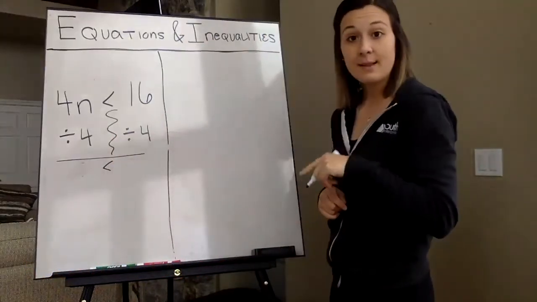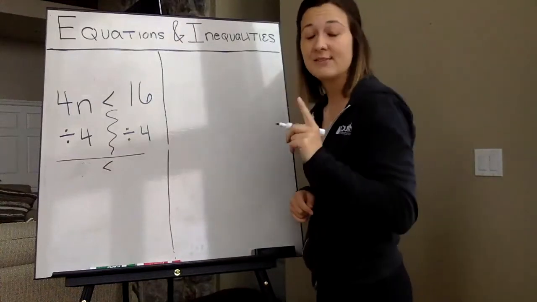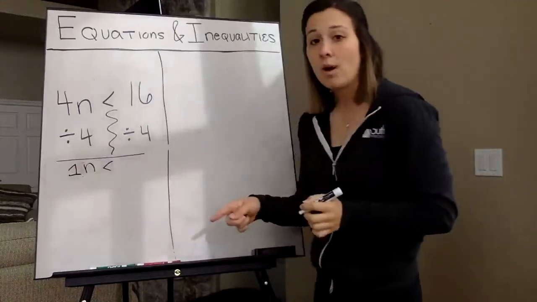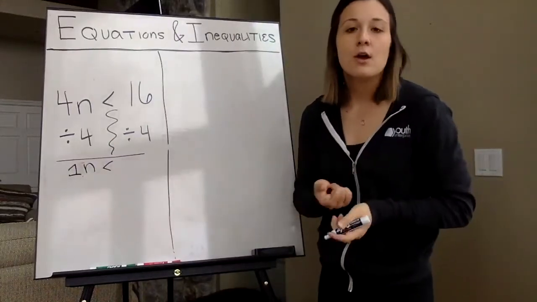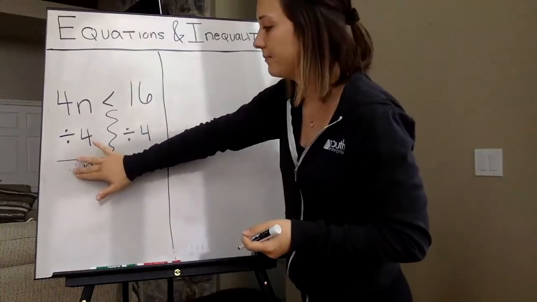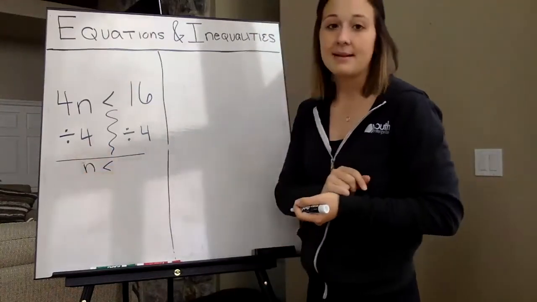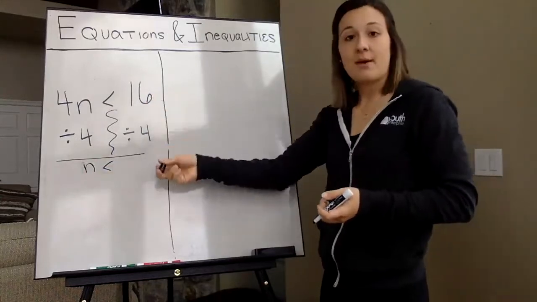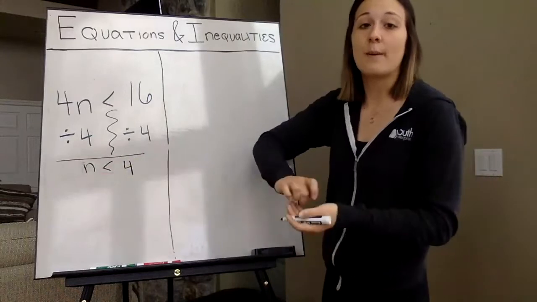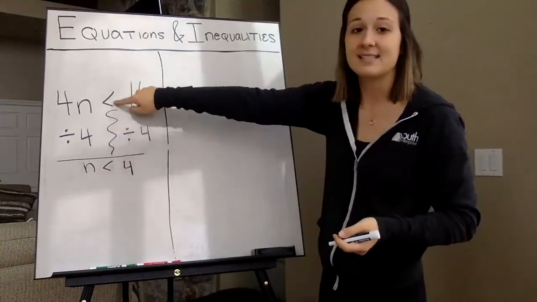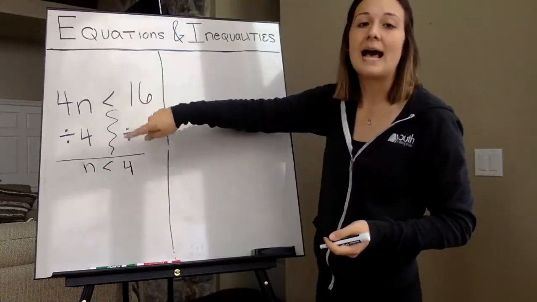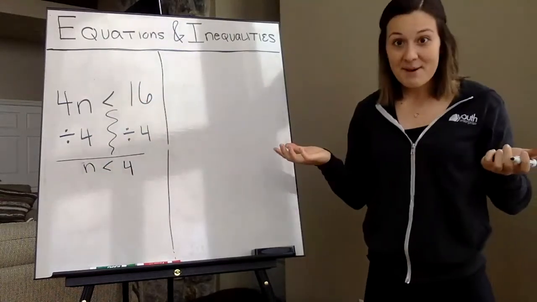4 divided by 4 gives me once, leaves me with 1 n. Now remember that 1 times anything is itself. So 1 times n is just n. So we don't need that one. We can just say n. And then 16 divided by 4 is 4. So n is less than 4. Remember that your sign stays the same. As long as you divide by a positive number, your sign stays the same. Last example!